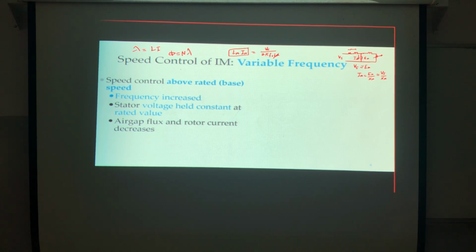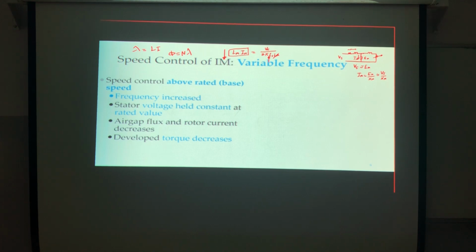So now what I'm doing here, I'm increasing what? The frequency. So simply, if I'm increasing the frequency, the flux will be reduced, if I'm fixing the voltage. So now the developed torque will increase or decrease? Actually, it should decrease.